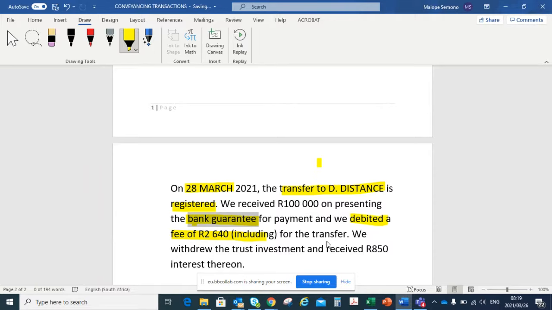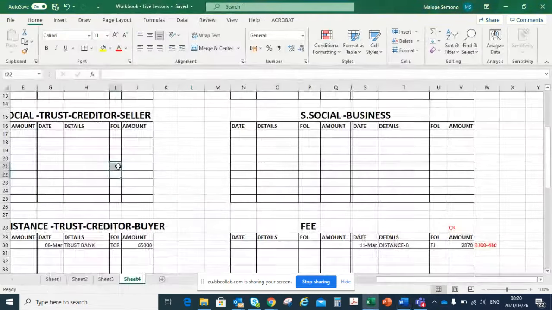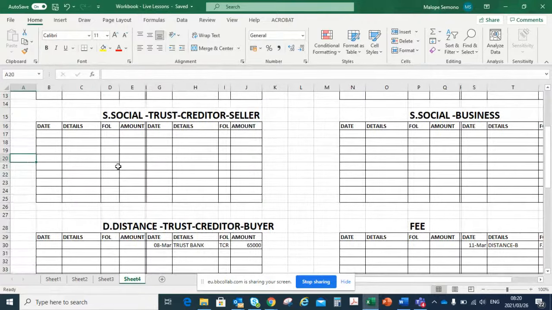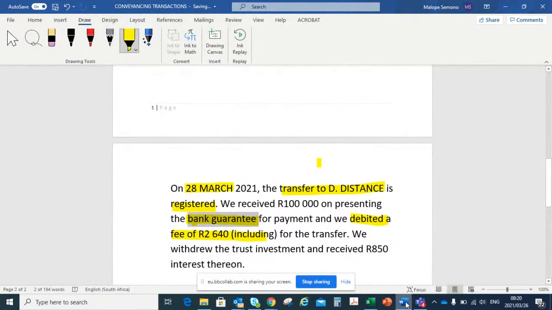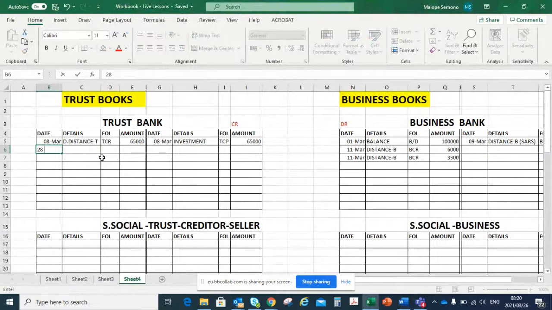But remember, even though you received it from the bank, this money belongs to D Distance because the bank is buying this property on behalf of D Distance. So don't worry about the bank. Just take it like you are receiving money from D Distance. So what we are going to do, we're going to receive that 100,000 in the trust bank account, because this money now is given by the bank. So in the trust bank account, I'm going to receive that amount of money. The date was, let's check, the 28th of March.